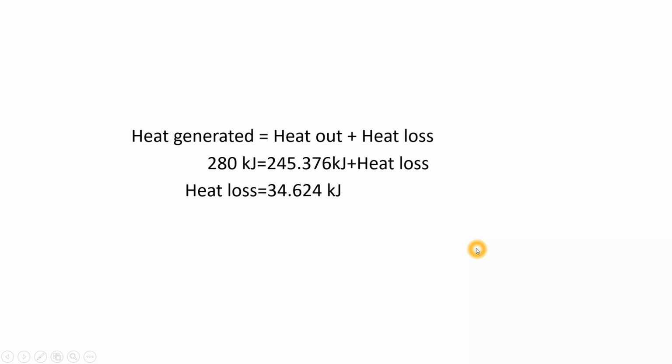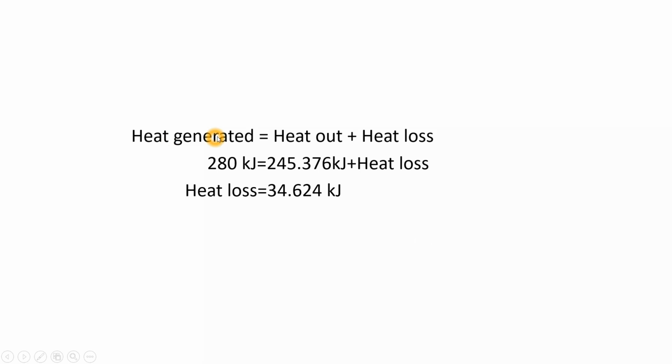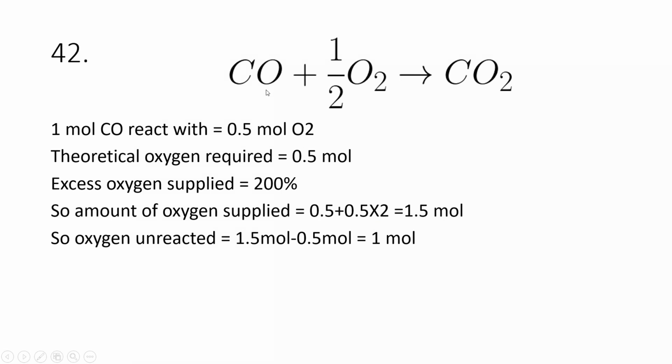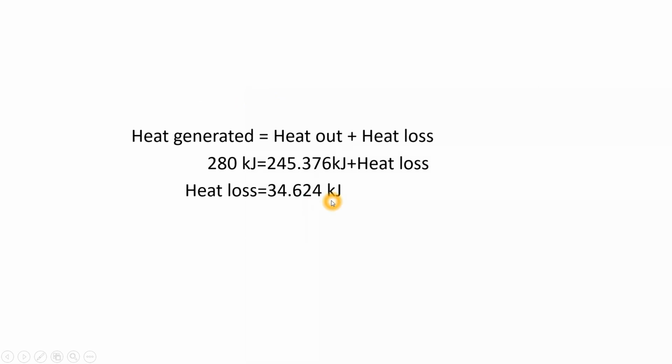Now we will put in all the values. Heat generated is equal to heat out plus heat loss, so 280 kilojoule is equal to 245.376 kilojoule plus heat loss, so heat loss is 34.624 kilojoule. And remember one thing, the negative sign only shows that heat is liberated, there is no problem. If we are already saying that heat is generated, we will put 280 kilojoule. So heat loss is equal to 34.624 kilojoule. Actually it should be kilojoule per mole of CO, since at the start of the calculation I told you that I have taken 1 mole of CO as a basis, right? So the final answer is 34.624 kilojoule. This is the final answer.